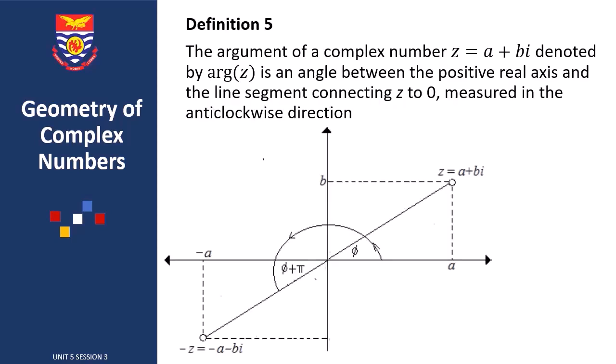Let's look at this diagram. The argument of the complex number z, that's the positive z, is denoted by arg z. I've talked about that. It is the angle between the positive real axis and the line segment connecting z to O, and it's measured in the anti-clockwise direction. So you can see the angle here.